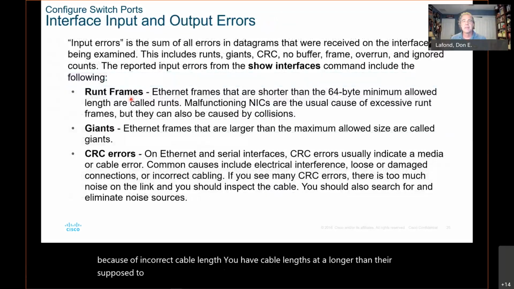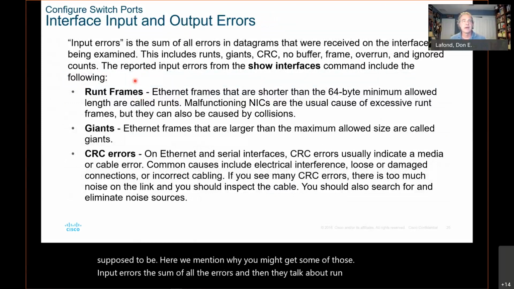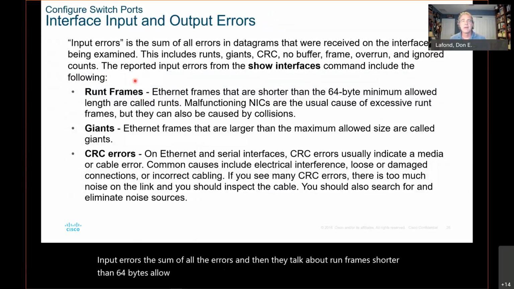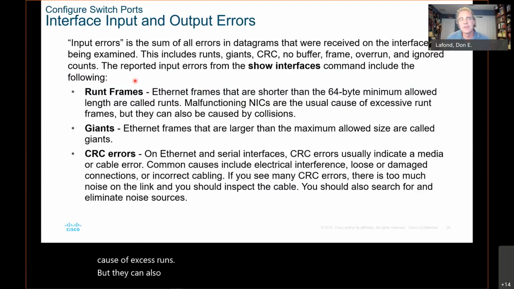Here we mention why you might get some of those. Input errors are the sum of all the errors, and then they talk about runt frames. Frames shorter than the 64 byte allowed length are called runts. Malfunctioning NICs are the usual cause of excess runts, but they can also be caused by collisions. Just like giants are longer, you can make shorter frames for the same exact reason.